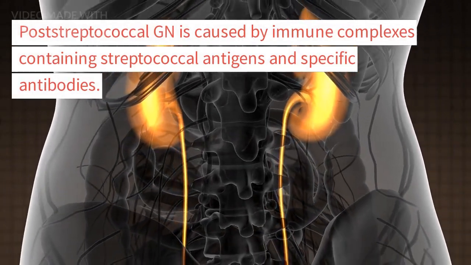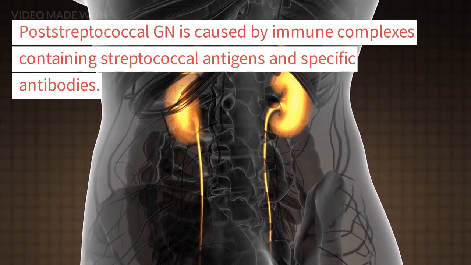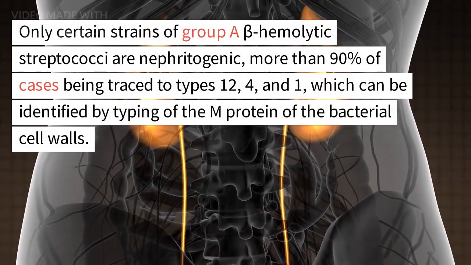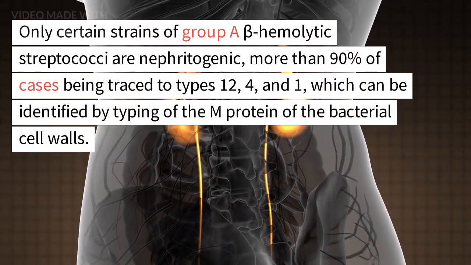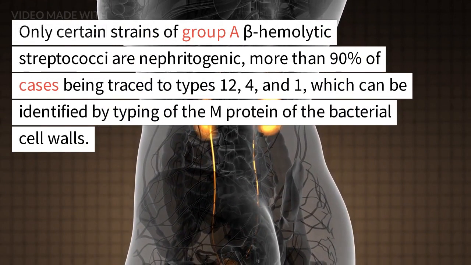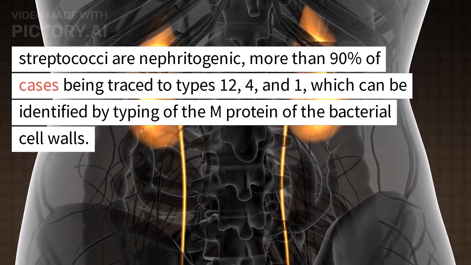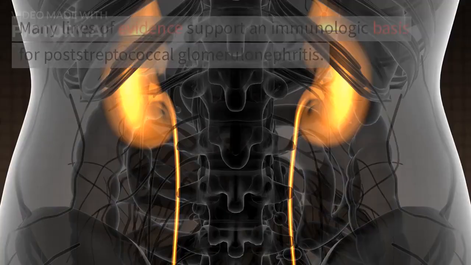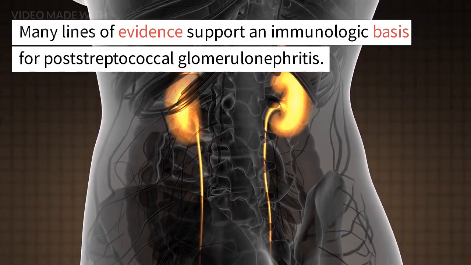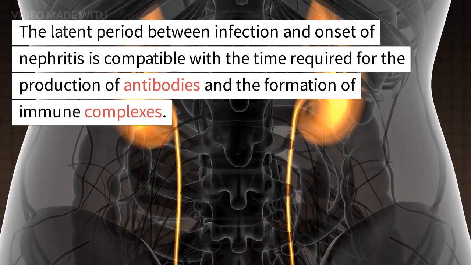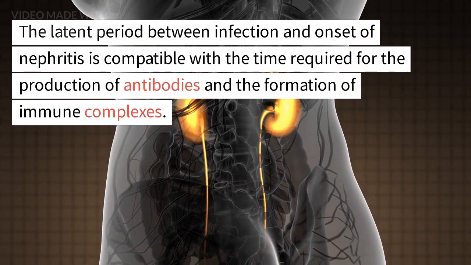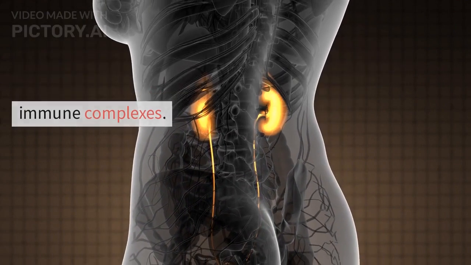Pathogenesis. Post-streptococcal GN is caused by immune complexes containing streptococcal antigens and specific antibodies. Only certain strains of group A beta hemolytic streptococci are nephritogenic, more than 90% of cases being traced to types 12, 4, and 1, which can be identified by typing of the M protein of the bacterial cell walls. Many lines of evidence support an immunologic basis for post-streptococcal glomerulonephritis. The latent period between infection and onset of nephritis is compatible with the time required for the production of antibodies and the formation of immune complexes.